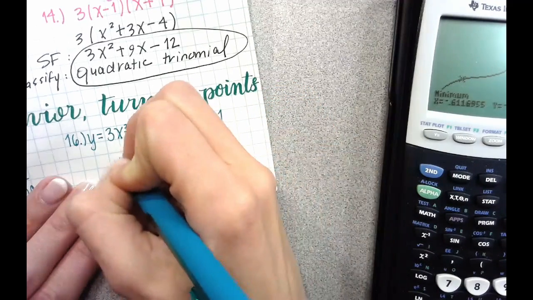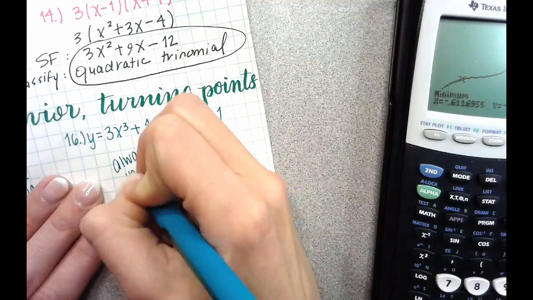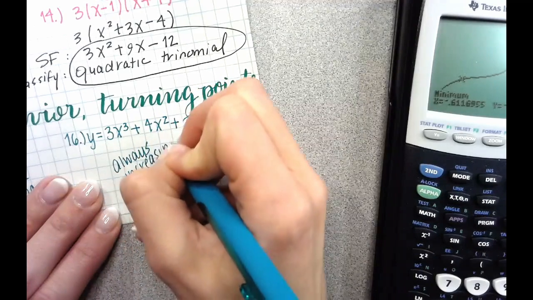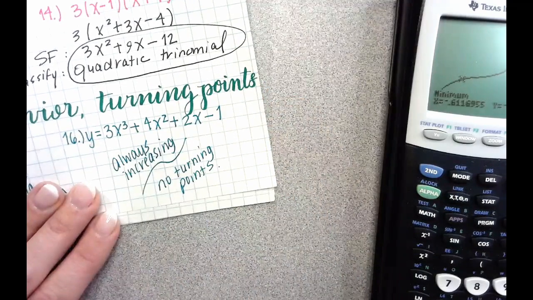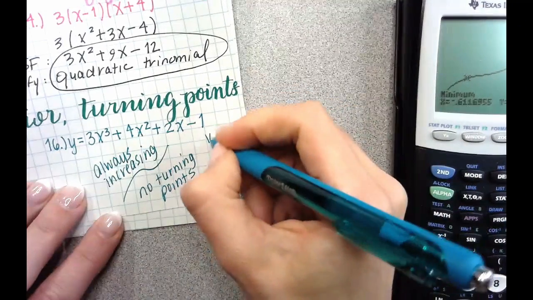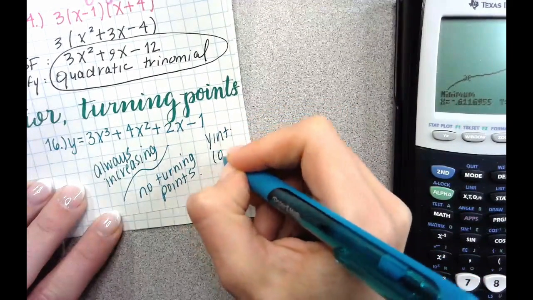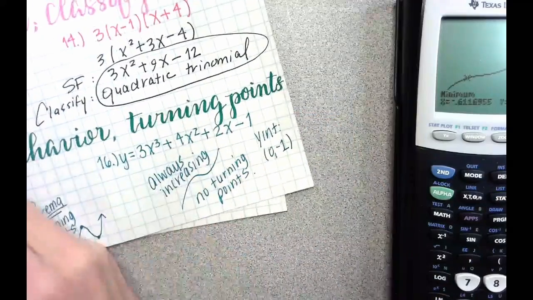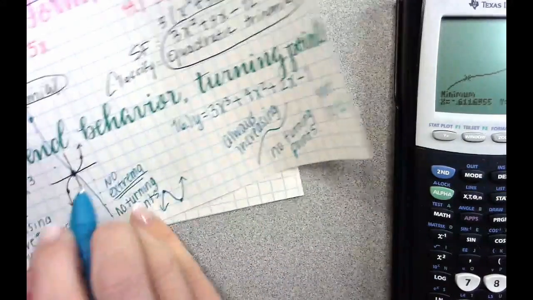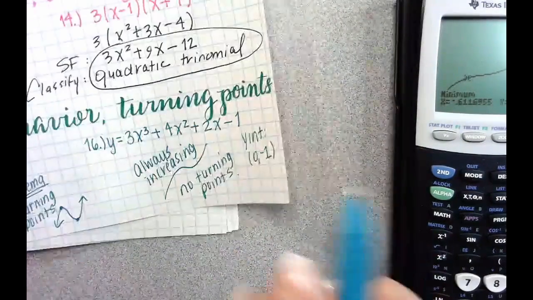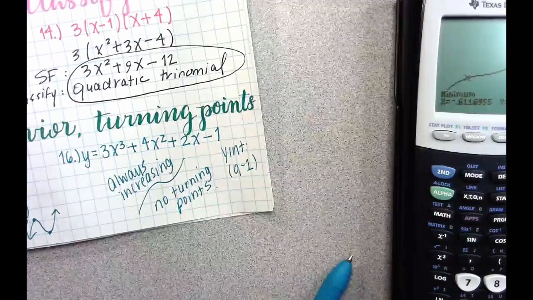All right? It's always increasing. And that's really good enough for right now. You could say the y-intercept is 0, -1. It's always that last number here. Crosses through the origin on that other one, right? There's no plus or a number at the end. And that's everything. All right?